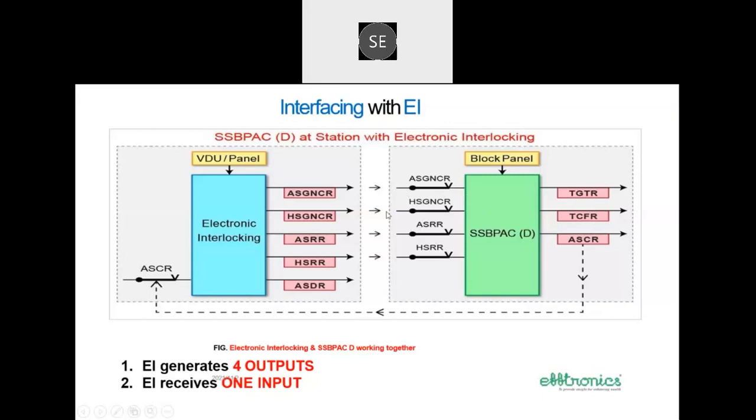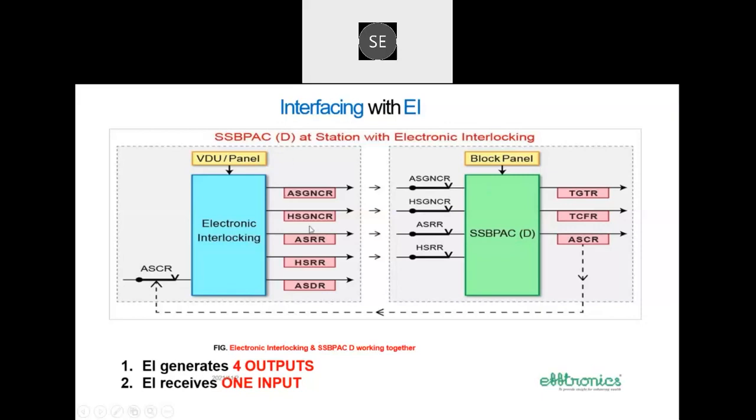Because these relays are not available as physical relays in electronic interlocking, it has to generate these 4 relays as output relays for the block instrument. At the same time, EI needs to receive one input from the block instrument, that is the ACR input. So EI provides 4 outputs for a block instrument and receives one input from it. That is the only change here.